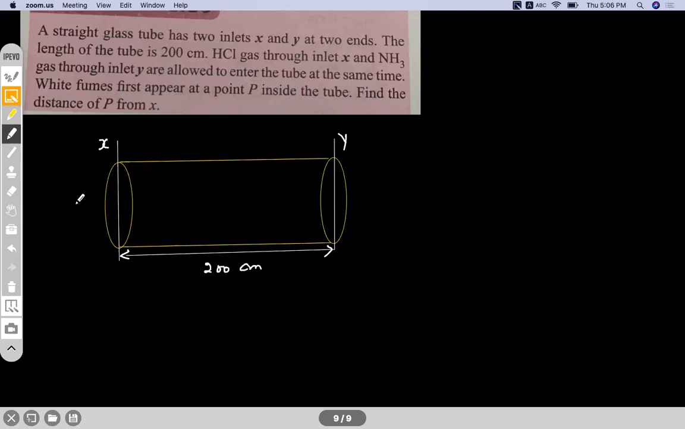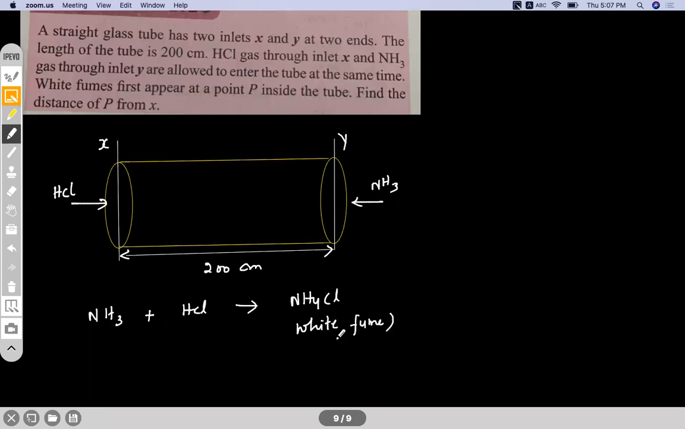Okay, now from this side we have HCl gas. We enter HCl gas from this side, X inlet, and NH3 gas through the inlet Y, that is from the right hand side. At the same time, white fume first appears at point P inside the tube. So white fume is what? Suppose we have the reaction of NH3 and HCl. When NH3 and HCl react, this forms NH4Cl, and this reaction gives white fumes. Basically a smoke kind of thing appears, which confirms that NH3 and HCl react somewhere here.